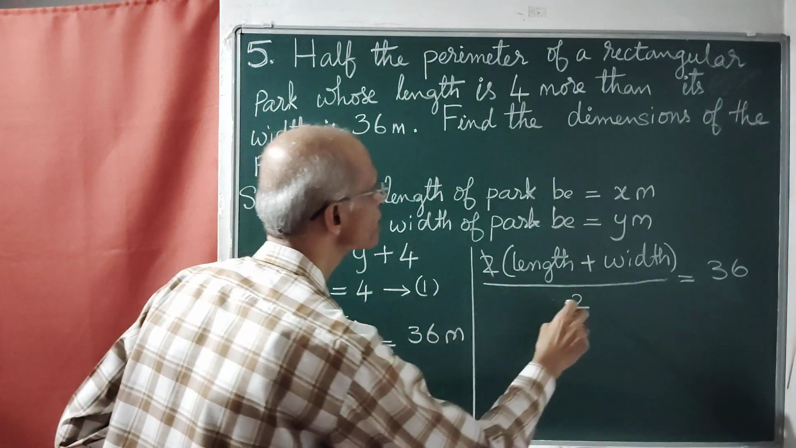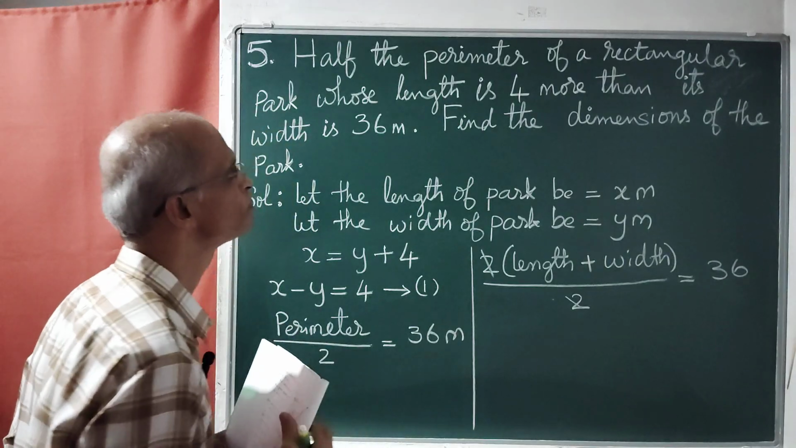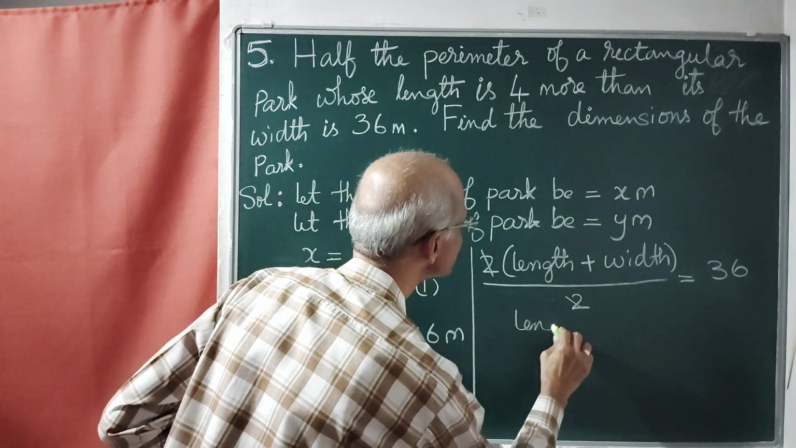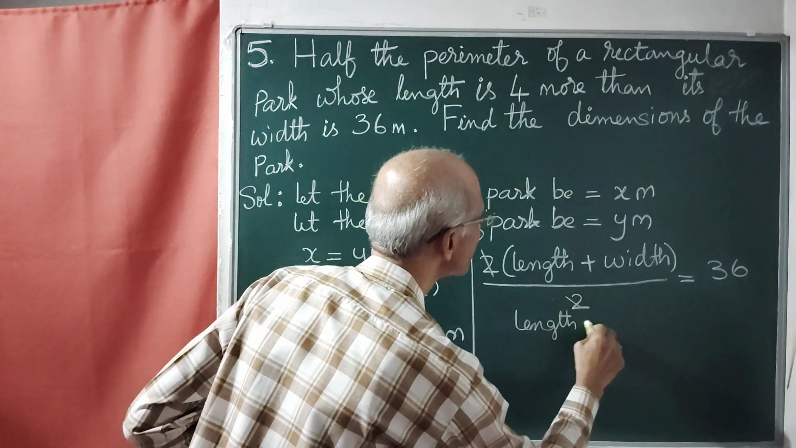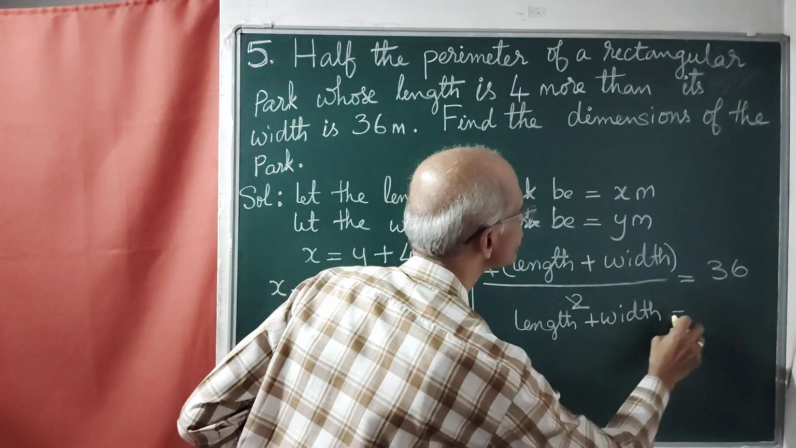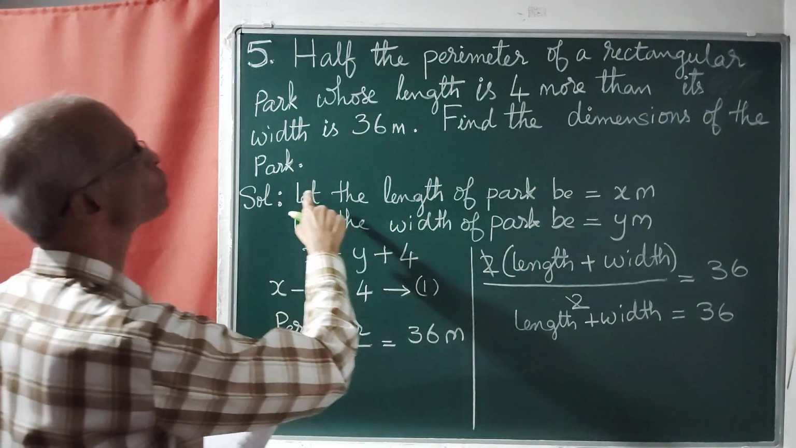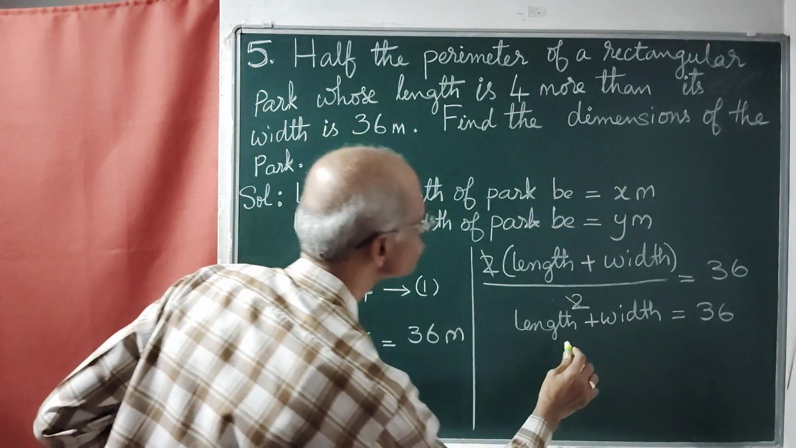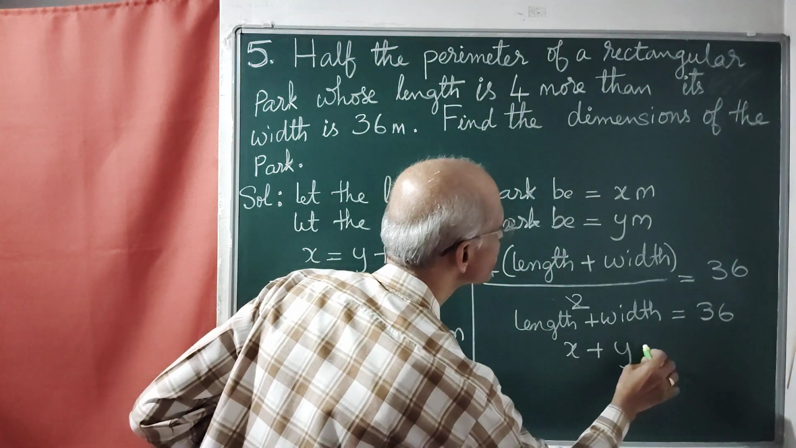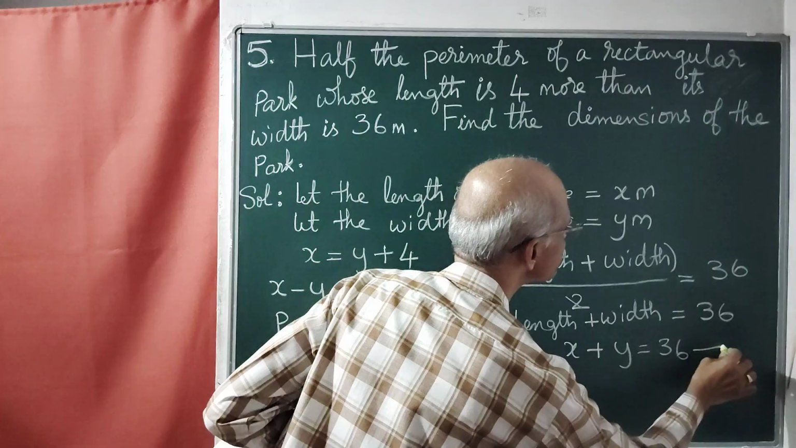So 2 will get cut here. We will get length plus width is equal to 36. So what was length? x. So we can write x. What was width? y. x plus y is equal to 36. This is the second equation.